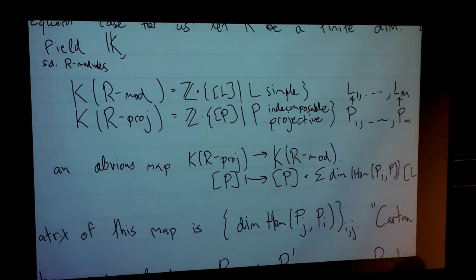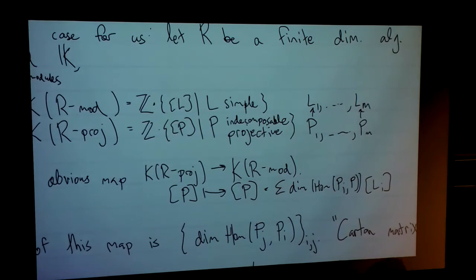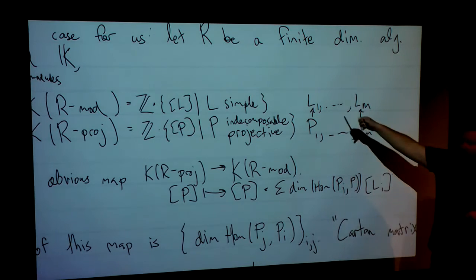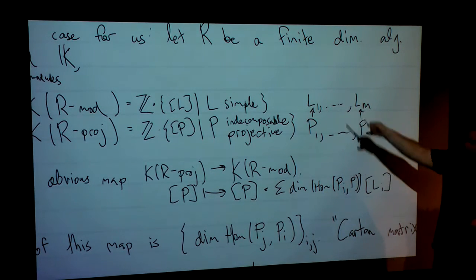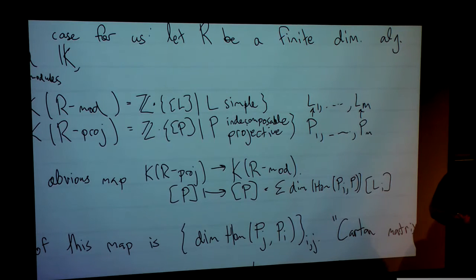On the other hand, I can look at the category of projectives. If I look at the Grothendieck group of projectives, it will be generated by the classes of the indecomposable projectives, and there's a bijection between these things. Every simple has an indecomposable projective cover. Every indecomposable projective has a unique simple quotient. This uses finite dimensionality.